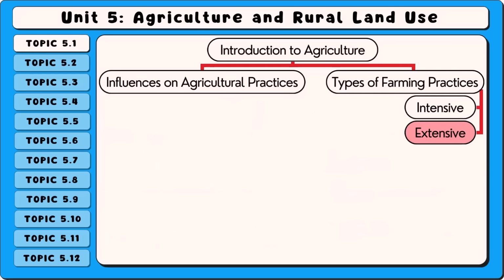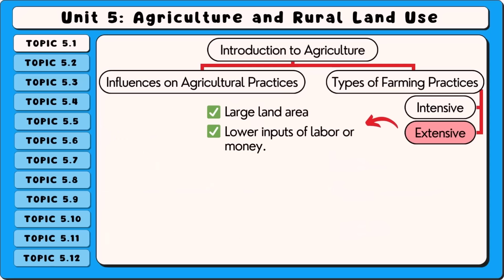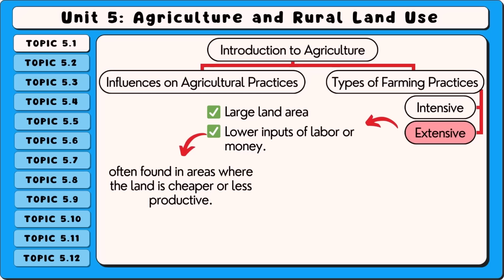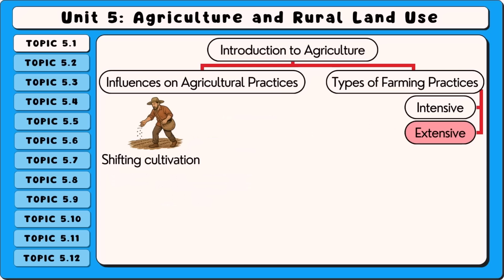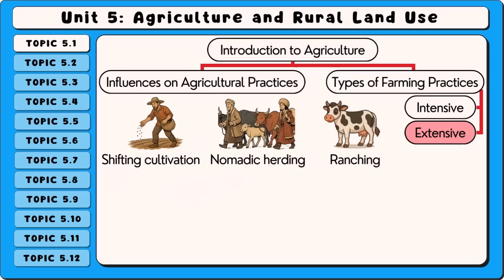Now let's look at extensive farming practices. These involve using large areas of land with lower inputs of labor or money per unit of land. These systems are often found in areas where the land is cheaper or less productive. In this section, we'll examine three types of extensive farming: shifting cultivation, nomadic herding, and ranching.